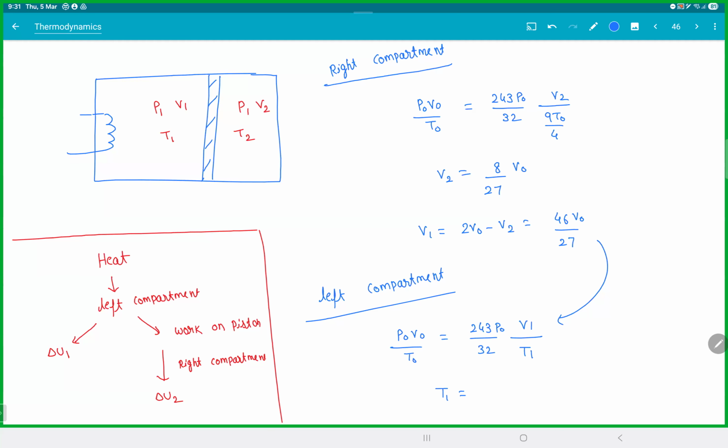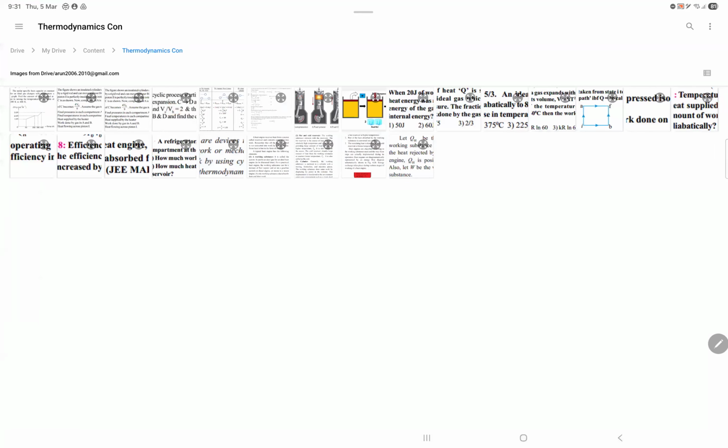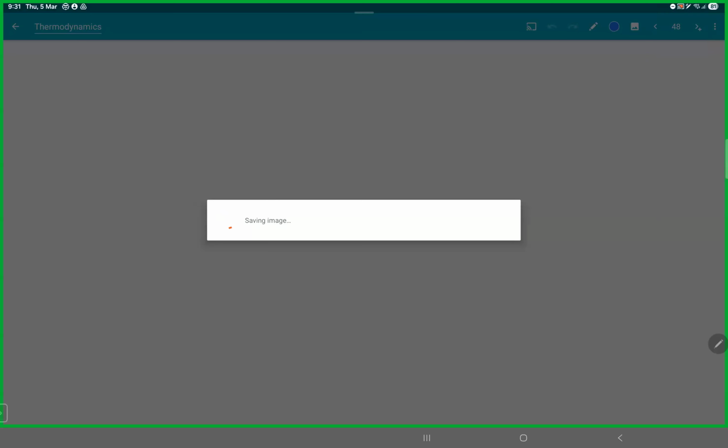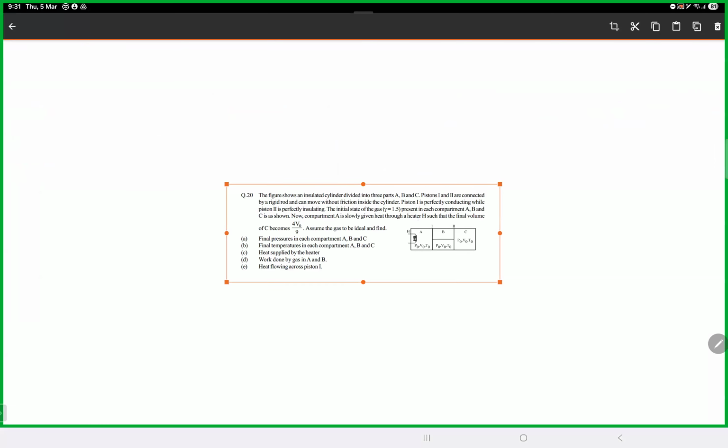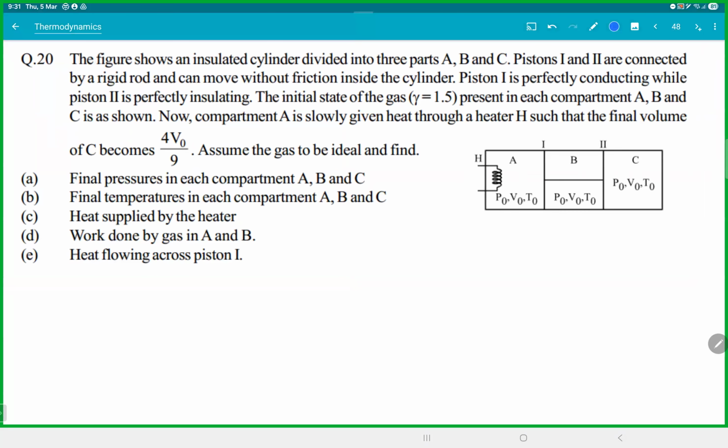Let's see one more like this. If you got this one, I think you understood this kind of problem. I think this was a whole JEE question. I don't remember exactly. Let's get this.